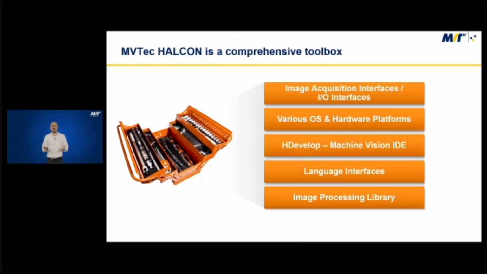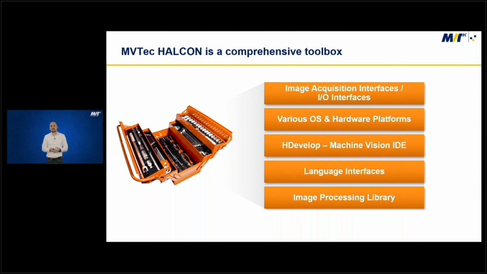So I mentioned that Helkin is a toolbox, or you could also refer to it as maybe the Swiss Army knife for machine vision. It contains everything which is needed to solve machine vision tasks. For image acquisition, for example, Helkin supports all common standards as well as a wide range of proprietary interfaces for different kinds of cameras which are on the market.